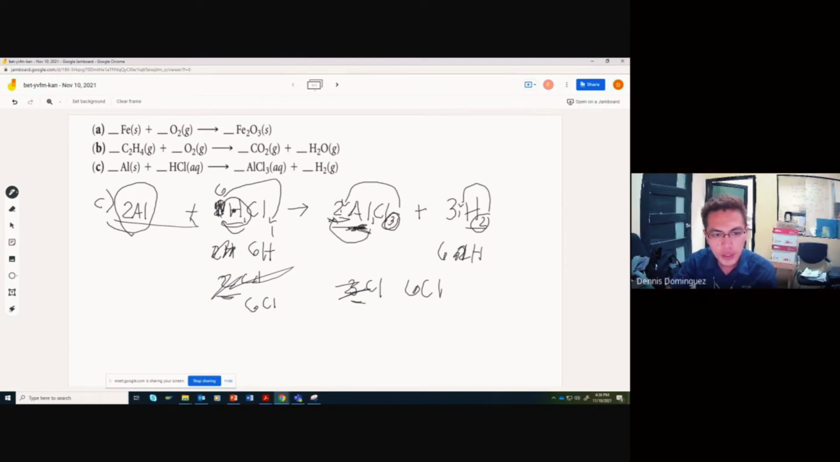Your hydrogen, you have 1 times 6, you have 6. On the other side you have 2 times 3, that is 6. The H is balanced. Your chlorine, you have 1 times 6, you have 6 chlorine. Here in your product, you have 3 times 2, you have 6 chlorine atoms. So it's balanced. Meaning to say, the balanced equation is 2 aluminum, 6 hydrochloric acid, will yield 2 aluminum chloride, and then 3 hydrogen gas.